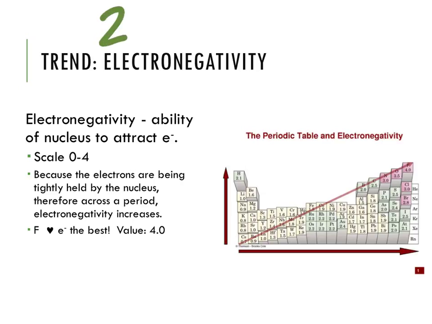Alright, trend number 2 that we're going to talk about is electronegativity. So electronegativity, I like to focus on the electron part of it. It's how much this atom loves electrons. So another way of looking at that is how close is that atom to gaining full valence if it takes an electron from another atom.